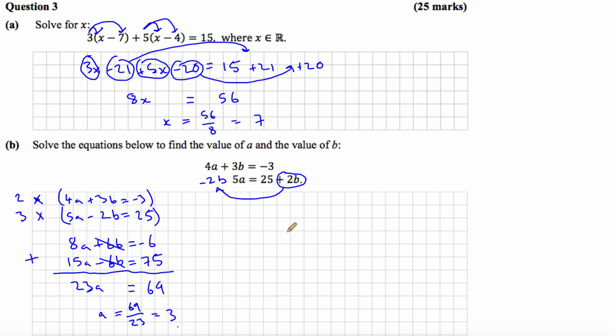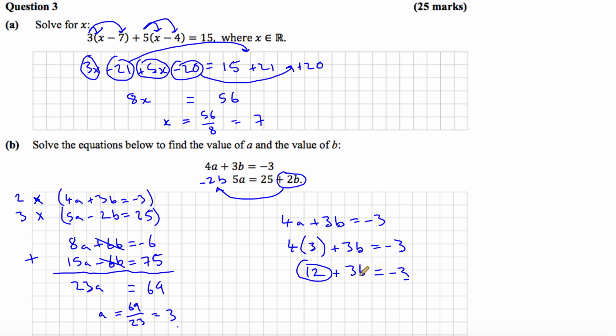A is 3. So now if I want to find B, I'm going to substitute this value of A into one of these equations. I'll just pick the top one. 4A plus 3B is negative 3. But we've just established that A is actually worth 3. So it's 4 3's plus 3B is equal to negative 3.